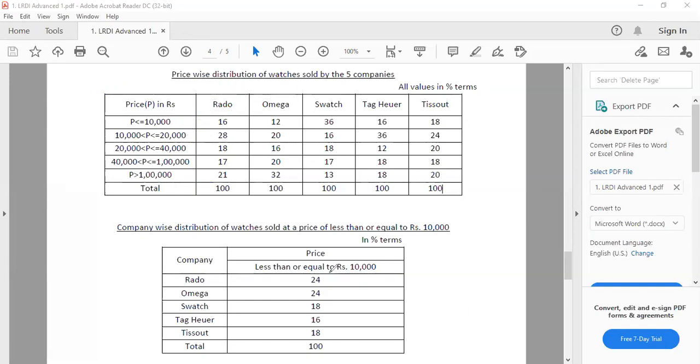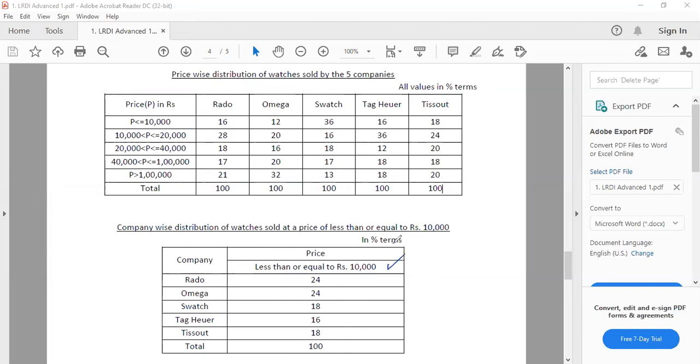In the second table, of all watches in this price range, you see, Rado has this price range, Omega also has this price range, everyone has this price range. So of all watches in this price range, Rado is 24% and Omega is 24% and this is 18%, and that adds up to 100%. So there are two different ways in which the data has been shown. One is the breakup of the watch categories, the other is the breakup of the price category, with only one price category given.